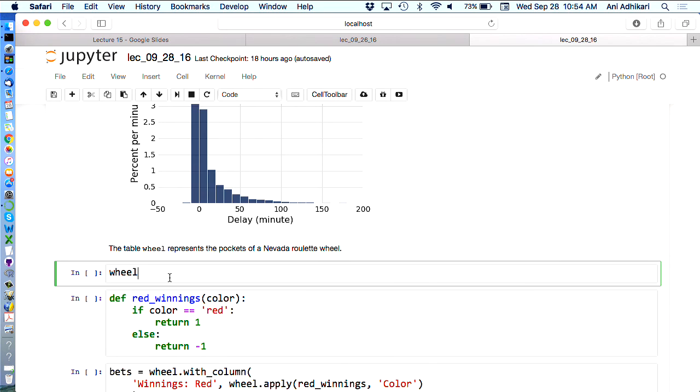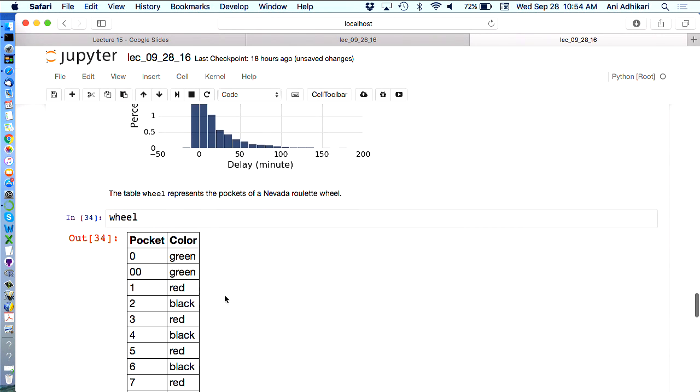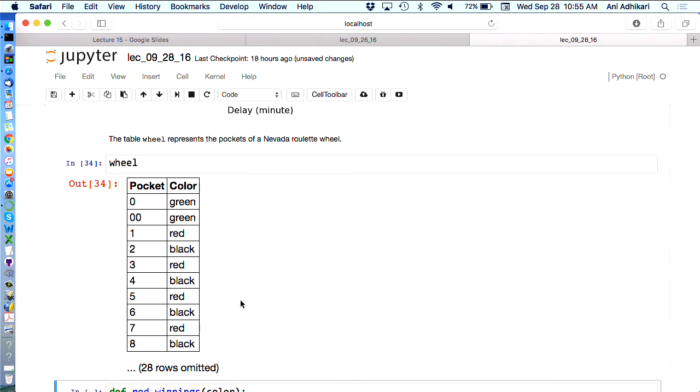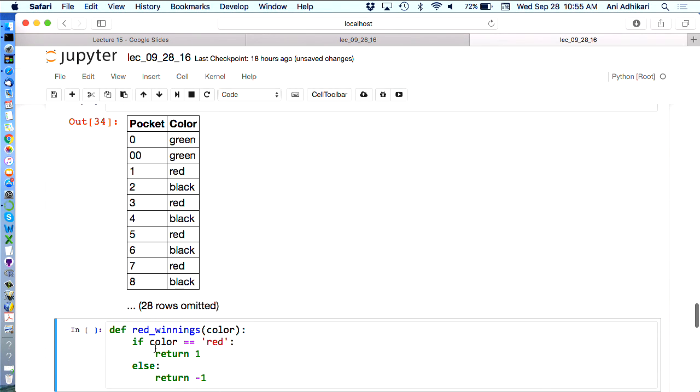Okay, so let me just check that I ran this. Yes. So this is our representation of the roulette wheel. There are 38 rows, one for each pocket, and each one is annotated with its color. This is just something that we created, and it will be available to you. That's the wheel. And what we're going to do is we're going to bet on red. And so here is a function that simply says what you win if you bet on red for each of these colors. So it takes a color as an argument.